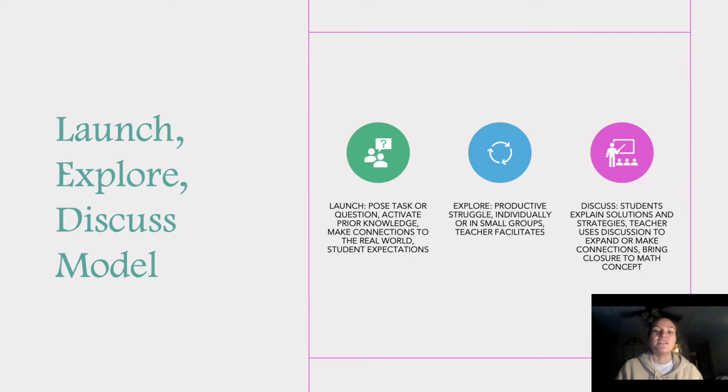and then the teacher can use all of that to have this discussion, make connections, expand on anything that needs to be expanded on, and then bring closure to the math concept, or leave it for later if it's something that needs to be addressed again. So that's a summary of the Launch, Explore, Discuss model.